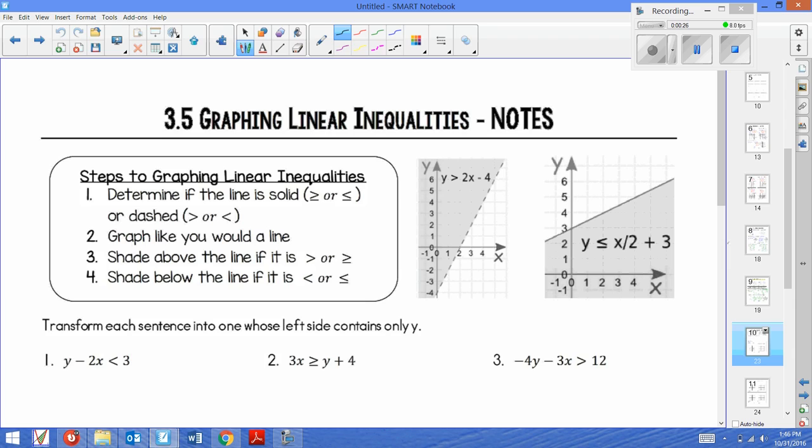Because of that symbol, either the greater than or equal to, less than or equal to, greater than or less than symbol, we have a couple differences. Sometimes we might have some shading either above the line or below the line. Our lines can either be dashed or solid, and these are all things that we're going to pay attention to when we're graphing, and that inequality symbol is going to tell us that information.